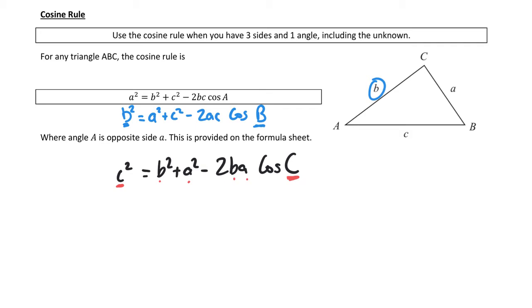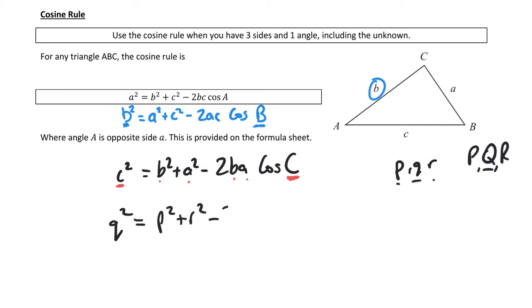So one more, we could have P, Q, and R matched with angles P, Q, and R. And we could pick any of those. So let's say Q we're going to use. Then we'd have q squared is going to equal the other two, so p squared plus r squared minus 2pr and then cos Q.